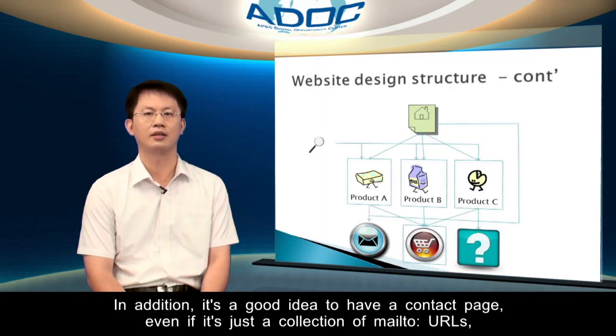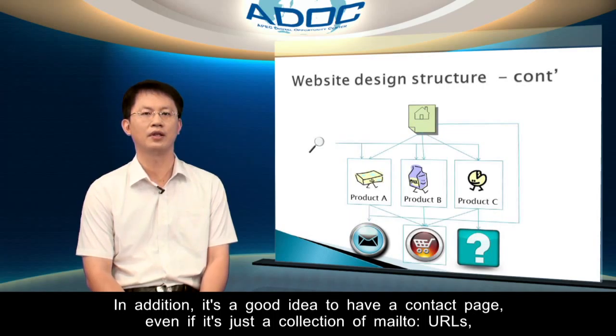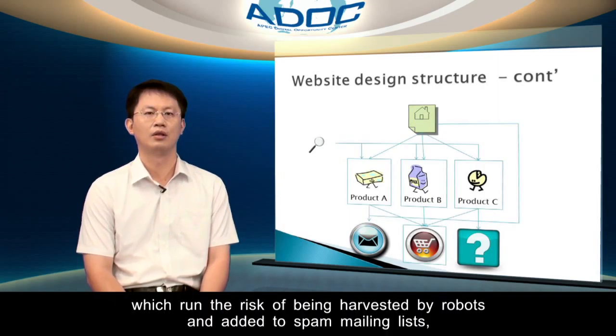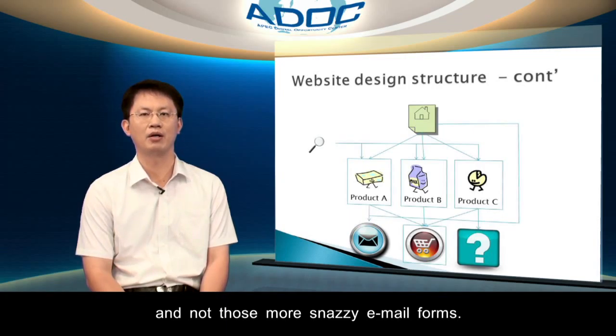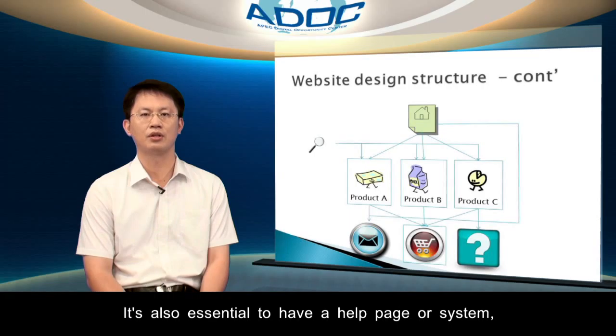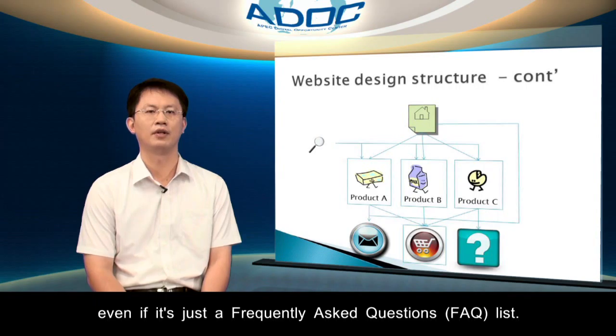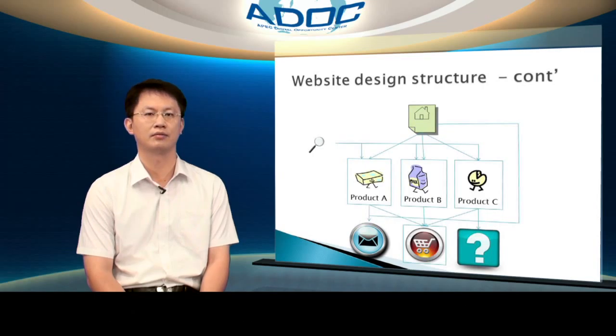In addition, it's a good idea to have a contact page, even if it is just a collection of mailto URLs, which run the risk of being harvested by robots and added to spam mailing lists, and not those more snappy email forms. It's also essential to have a help page or assistance, even if it is just a frequently asked questions, FAQ, list.